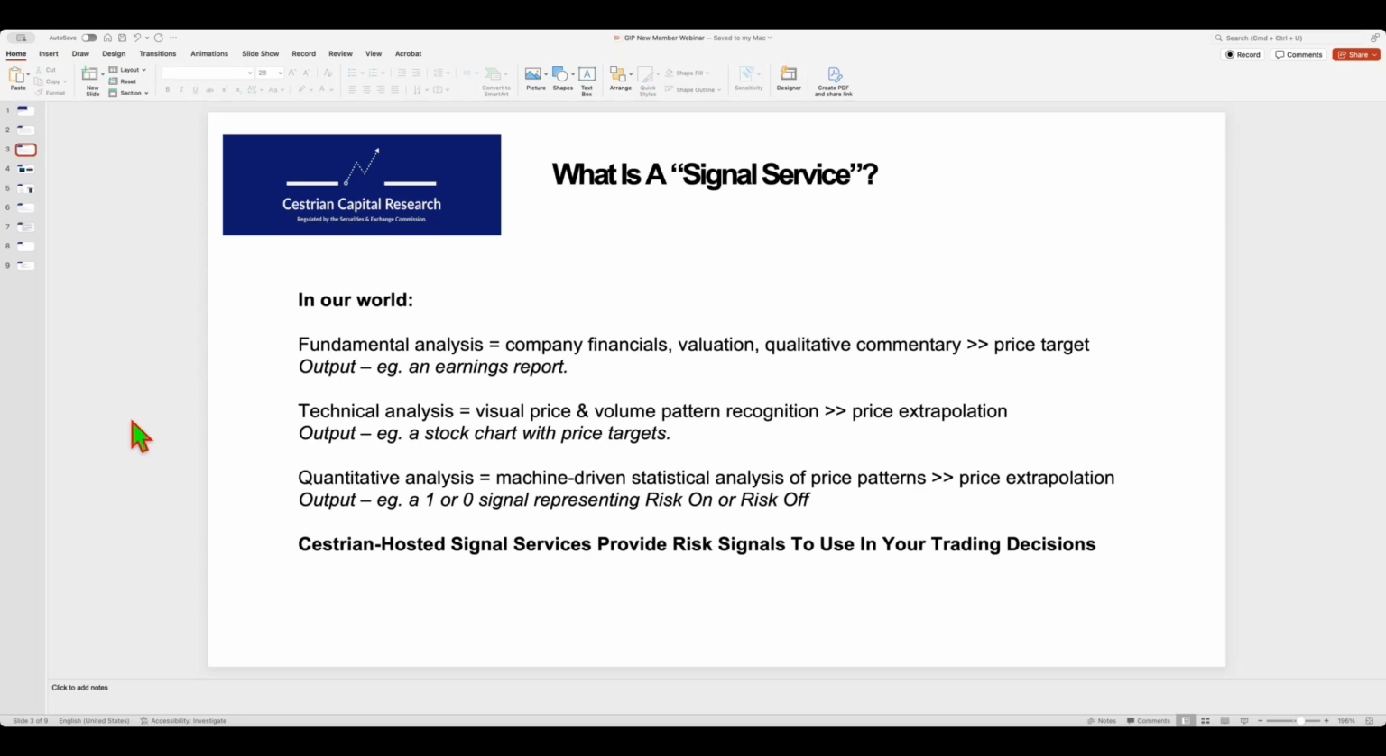And technical analysis is essentially a visual game. It's a way of looking at price and volume patterns on a visual chart, overlaying usually some mathematical constructs, be that Fibonacci levels or geometric patterns, those sorts of things. And the method, of course, is to look at price and volume pattern recognition and to use one's knowledge of pattern recognition as a price extrapolation method.